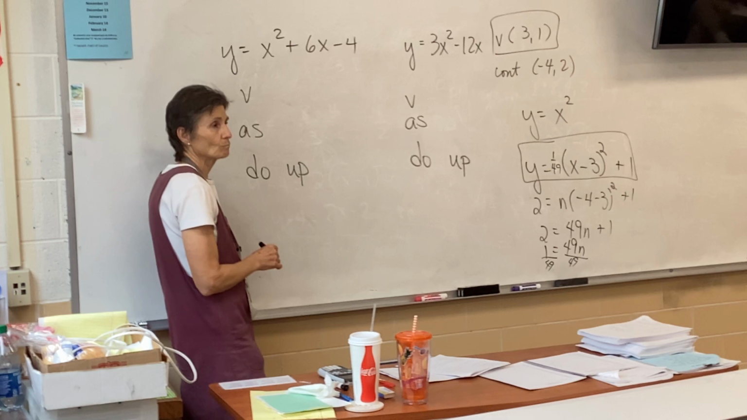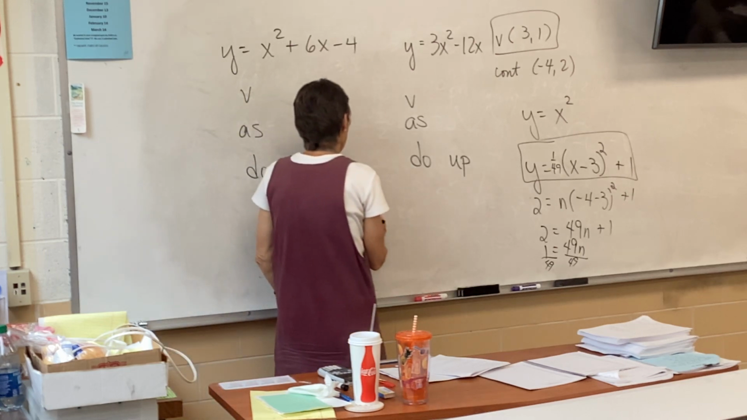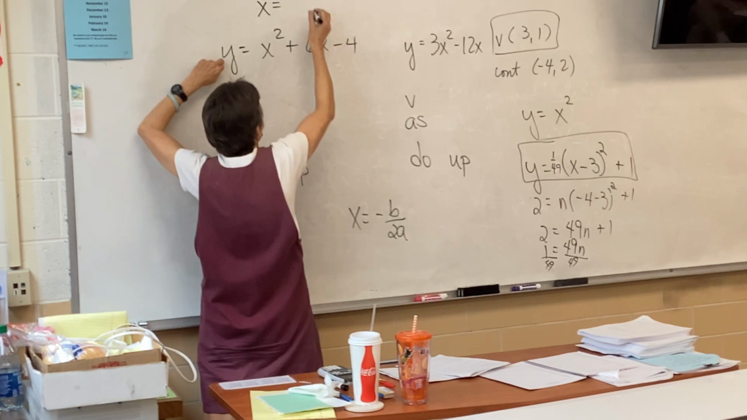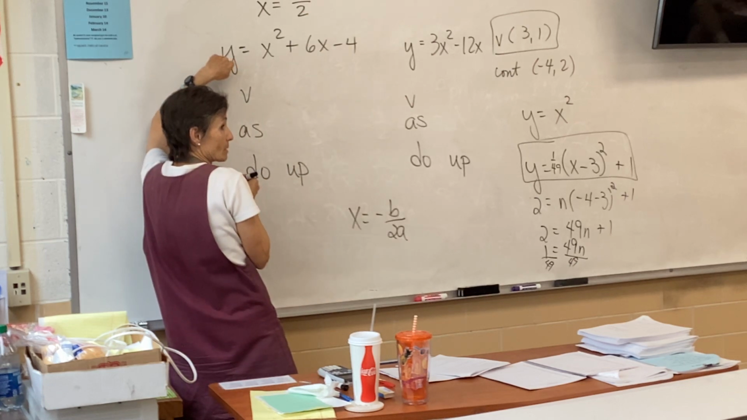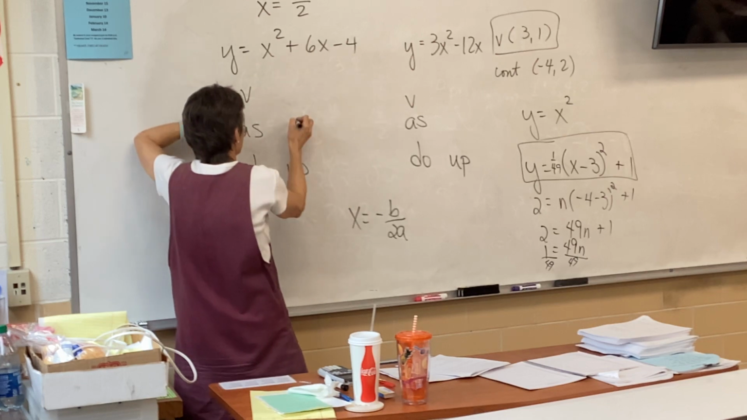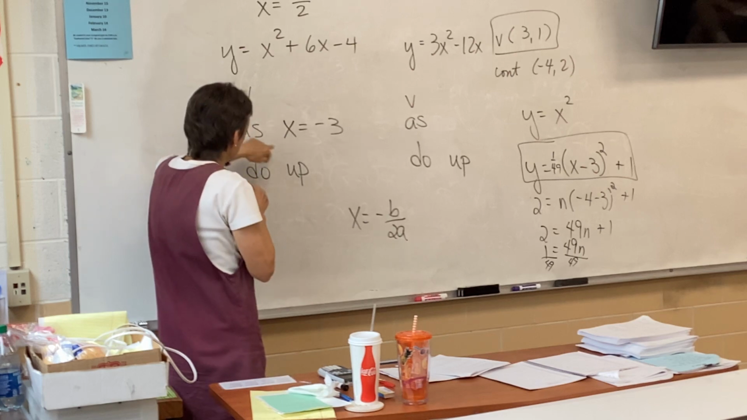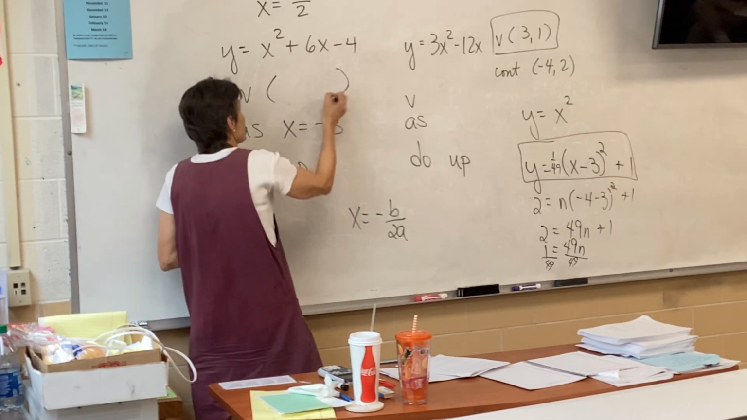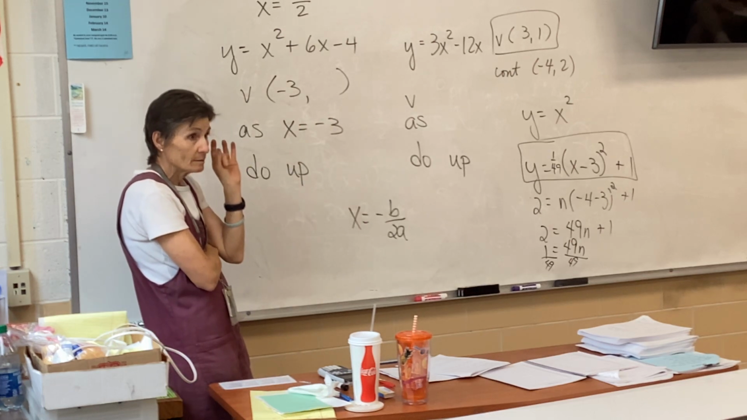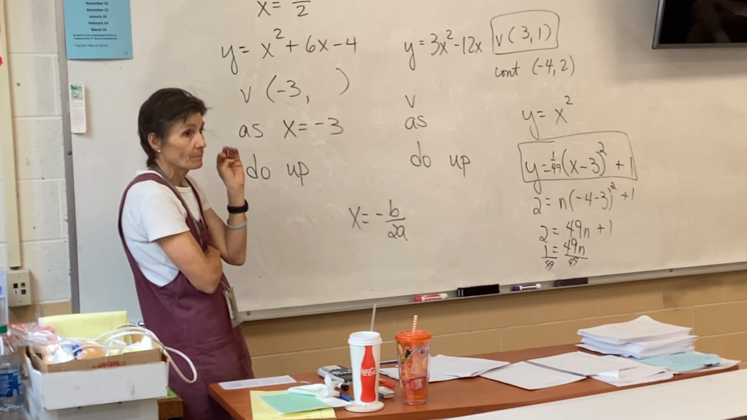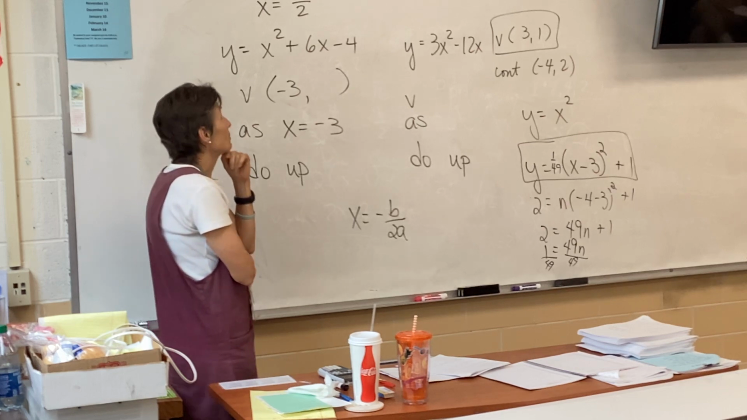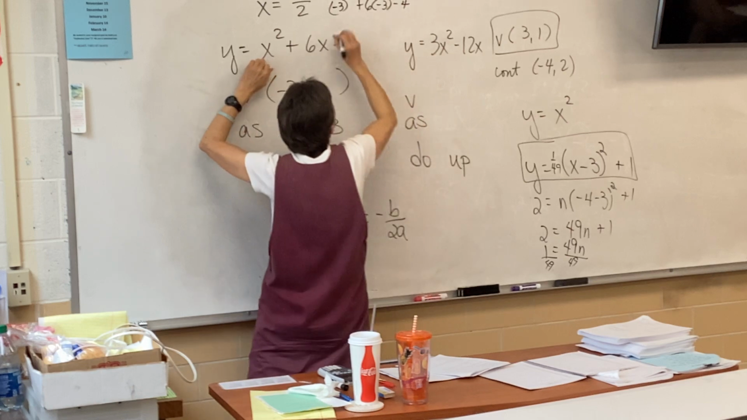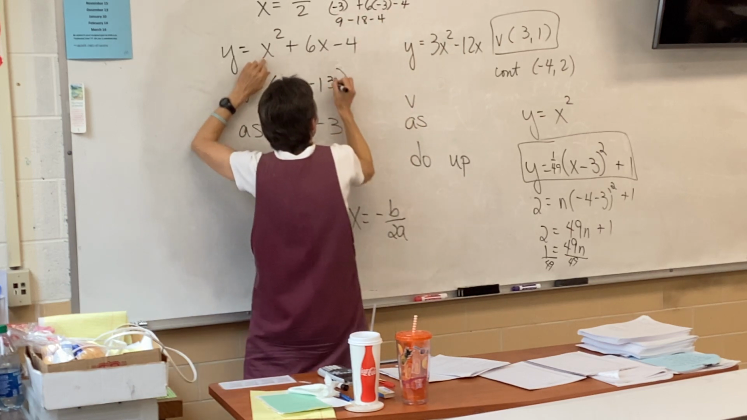All right, now what? Negative b over 2a. So x equals negative b over 2a. So for this first problem, x equals negative 6 over 2. So my axis of symmetry is literally x equals negative 3. Make sure you're including x equals. It's part of the formula. That means that your vertex has an x coordinate at negative 3. Right? How do I find the y? Plug in negative 3. So, negative 3 squared plus 6 times negative 3 minus 3. Did you get negative 12?